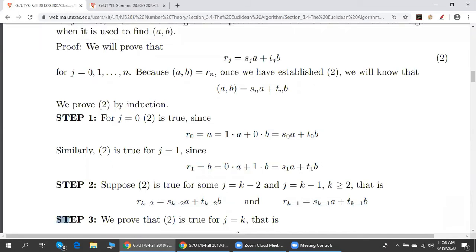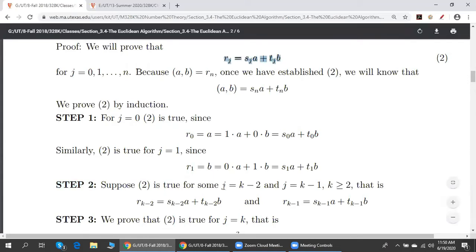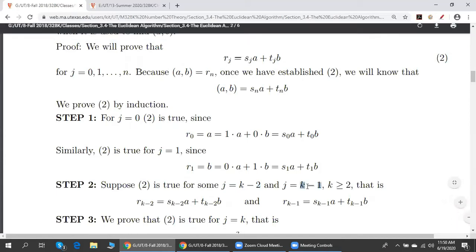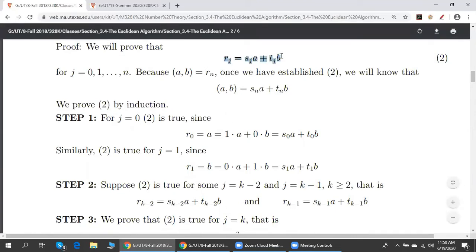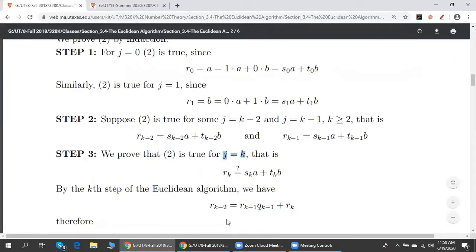Now, step 3. In step 2, we suppose that this is true for j is equal to k minus 2 and k minus 1. Therefore, in step 3, we prove that this is true for j is equal to k. We want to prove this.